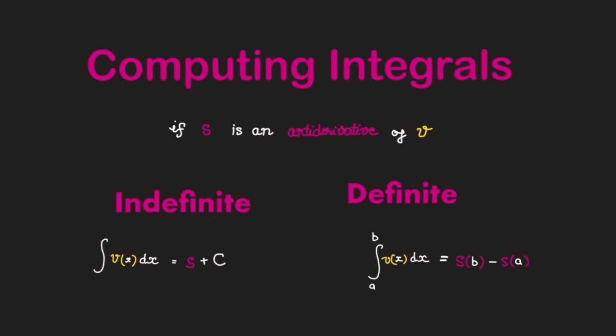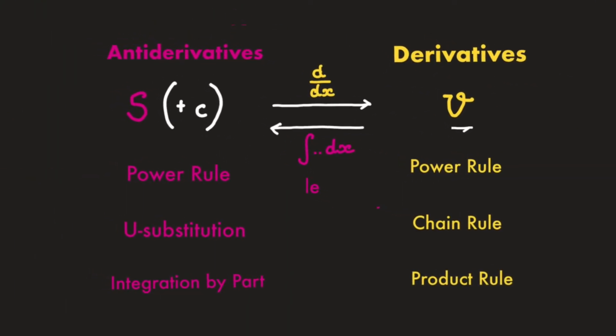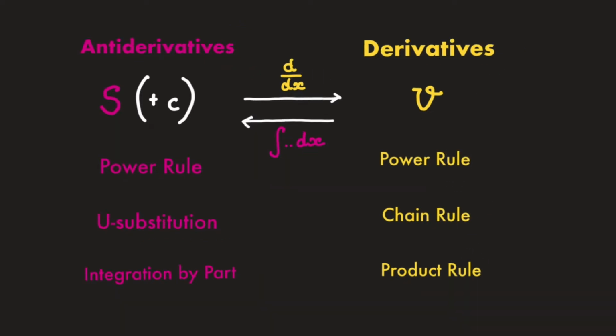So you see that you can compute these integrals of v once you know an antiderivative of v. So what we're going to talk about in these videos are the techniques for finding antiderivatives of a given function. Now, as taking antiderivatives is just the reverse process of taking derivatives, we can deduce rules for taking antiderivatives from rules for taking derivatives. The three main rules we use for taking derivatives are power rule, chain rule, and product rule. Their counterparts for taking antiderivatives are power rule, U substitution, and integration by parts.